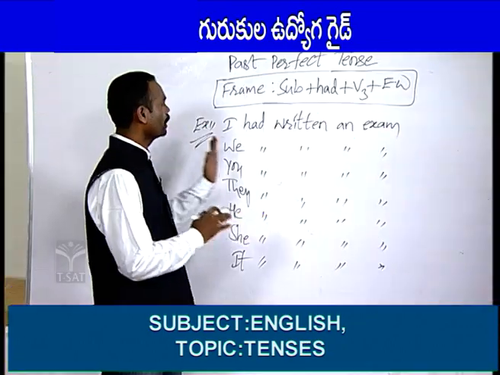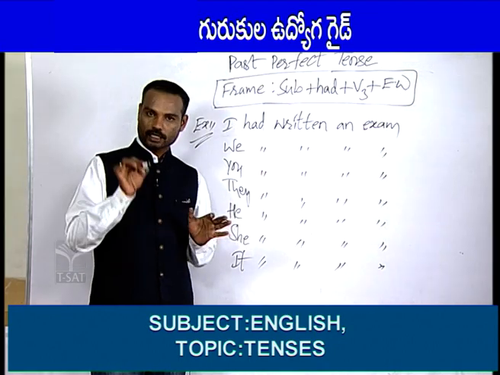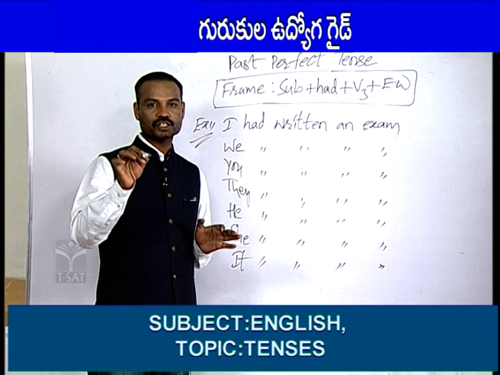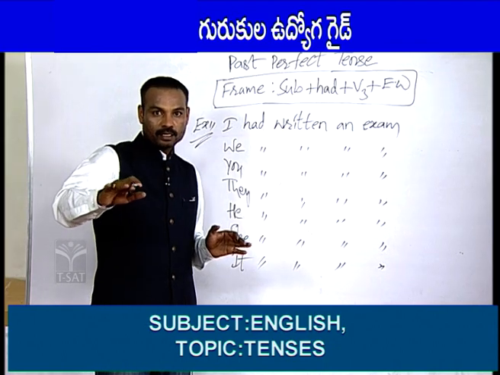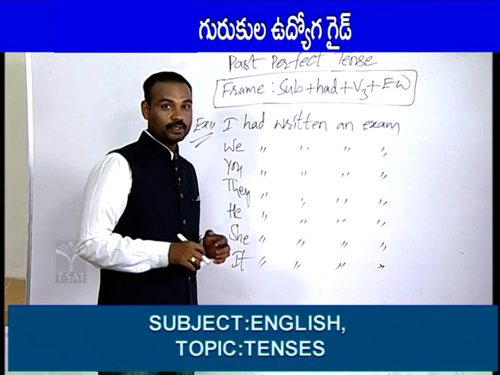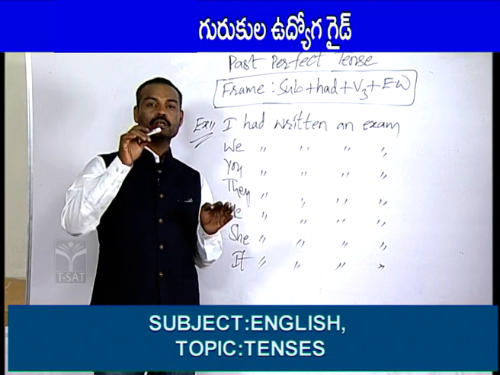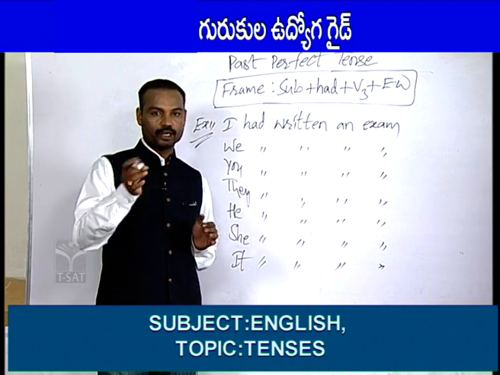Friends, now I am going to tell you past perfect tense. The definition of past perfect tense is: the tense which is used to indicate an action which was completed before another action happened at the same time. So I am going to give you one example. For example, you entered the station at 9 o'clock.